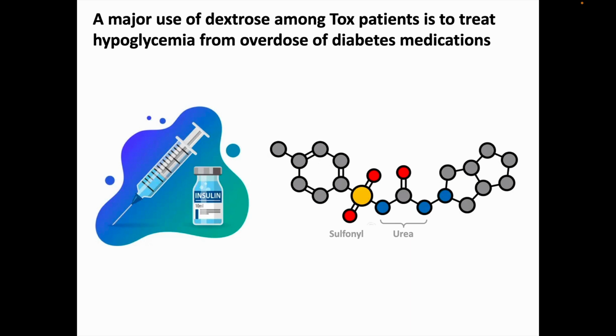This is pretty straightforward to treat. You give dextrose IV for emergent presentations, get some oral calories into the patient, observe for recurrence of hypoglycemia versus recovery, and nearly all of these patients can be discharged home.